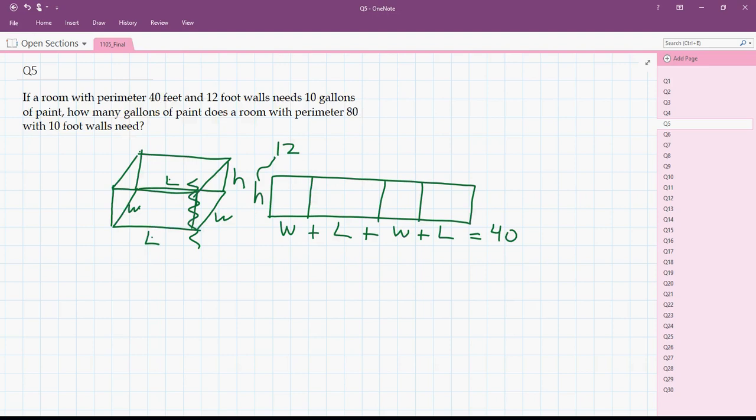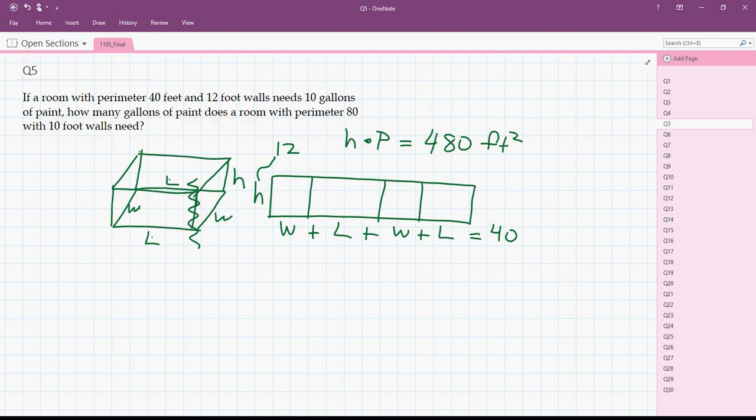So without really worrying about what width and length are, we just need to know the total amount because we're going to find the area inside this figure. So the area would just be the height times whatever our perimeter here is. So 12 times 40 would give us 480 square feet. So looking into this room, if we looked at just the 4 walls, we need to cover 480 feet squared.